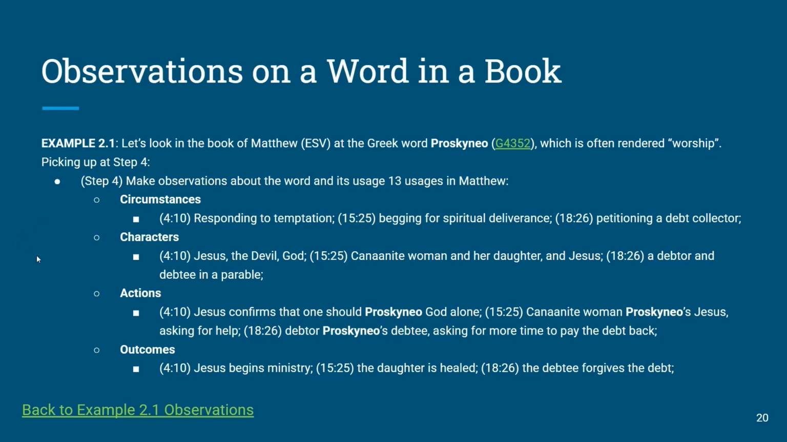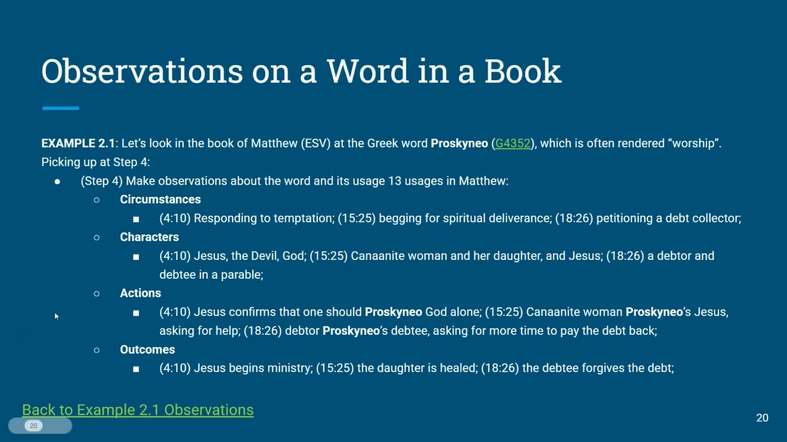The characters involved in each of these passages are various. We can list Jesus, the devil, and God in chapter 4, verse 10. We can list a Canaanite woman and her daughter and Jesus in chapter 15. And in chapter 18, there is a debtor and a debtee in a parable.